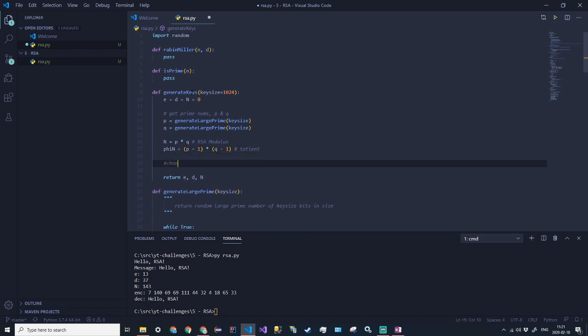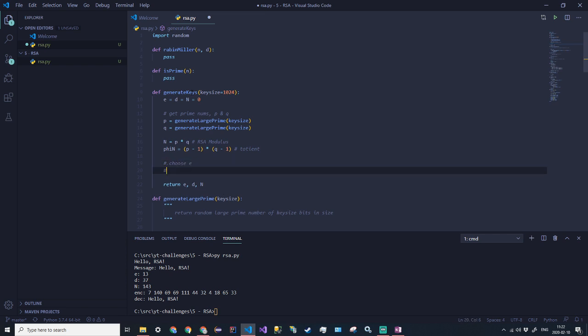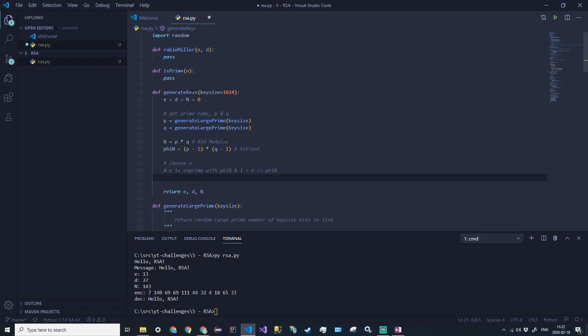Next we want to choose E. E is co-prime with phi n, and 1 is less than E, less than or equal to phi n. So what we're going to do again is get a random E. If we were using smaller numbers, we could just iterate through each number from 1 to phi of n, but because these numbers are going to be hundreds of digits long, it's not going to be worth it. That would be very taxing on the computer.